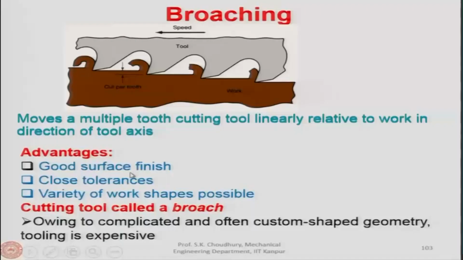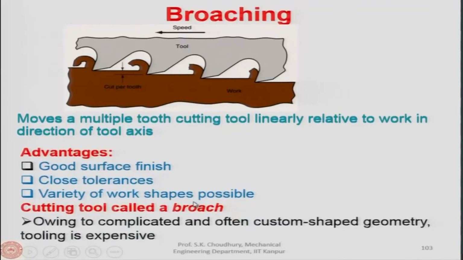Now, the advantages are, as I said, good surface finish and close tolerances, meaning that if we suppose the tolerance of the hole to be made is very rigid, plus minus let us say 0.01 or 0.02, this kind of tolerance can be adhered to by means of broaching. A variety of work shapes is possible; I already named those different shapes, and I will show them to you also. The cutting tool is called a broach.